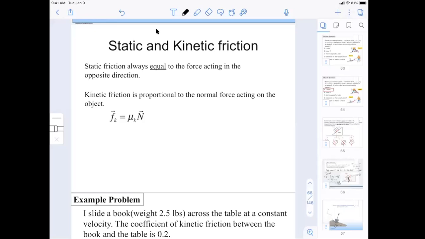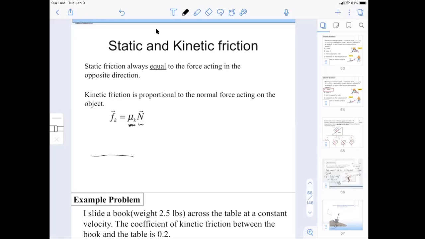Kinetic friction is always proportional to the normal force acting on the object. So it depends on two factors. One is how smooth or how rough your surface is. That's reflected by the coefficient of kinetic friction, which is just a constant. Another is it's related to the normal force.